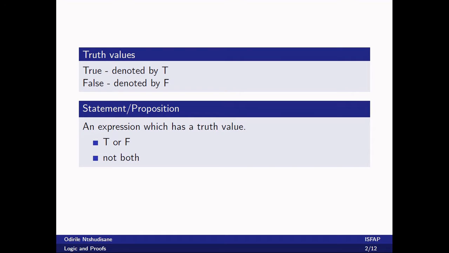Here we start with truth values, true or false, denoted by T or F, and statement, or proposition, that is an expression which has a truth value of true or false, and not both. So that's good. Propositions are the things we're hoping to prove, and they may either be true or false, defined by their truth value.